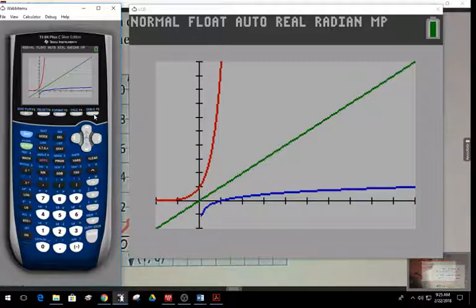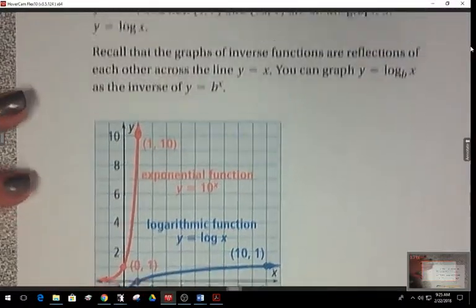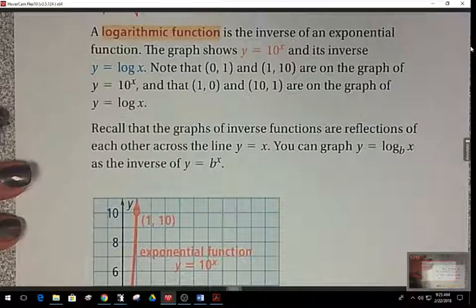So here you've got it. Okay, and it gives you all that information here in the top part of the notes. So if you want to go back and recopy all that, you can. If you need to paraphrase it, that's fine. But now we're going to look at actually graphing a couple of logarithmic functions.